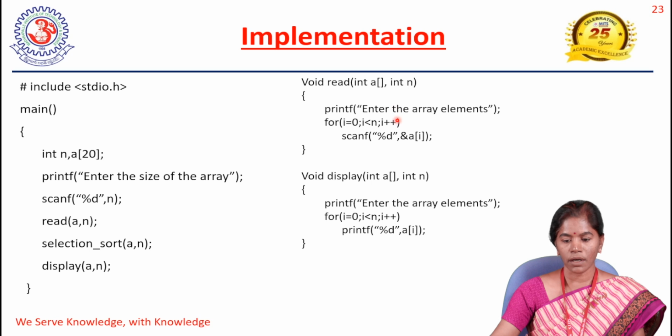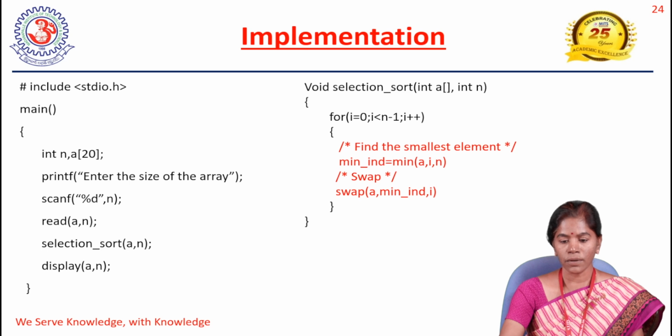So this is the read function, which reads all the array elements. It starts from 0 and goes up to n minus 1, since i less than n means up to n minus 1. It reads all the n elements. Similarly, in the display function, we display the array elements after sorting. Now we go to the selection sort, where we sort the elements.